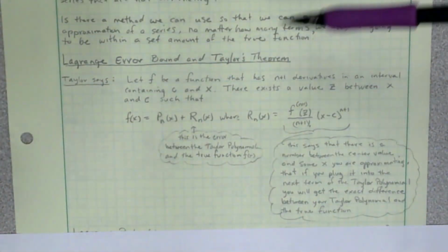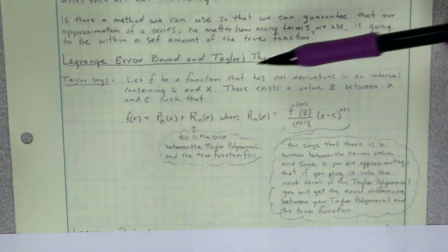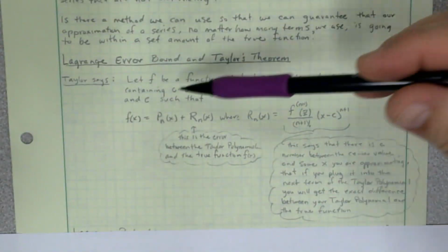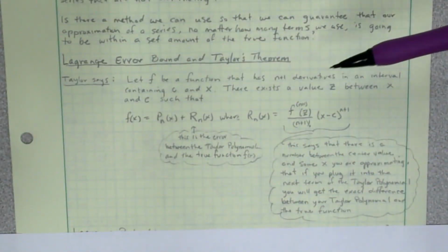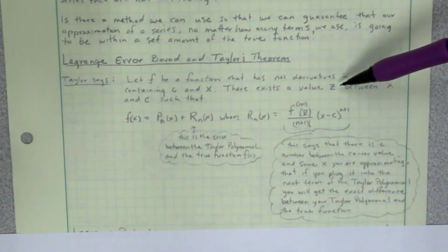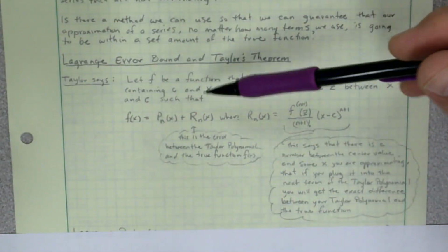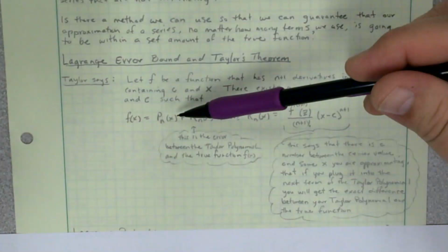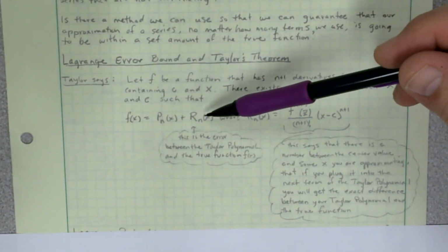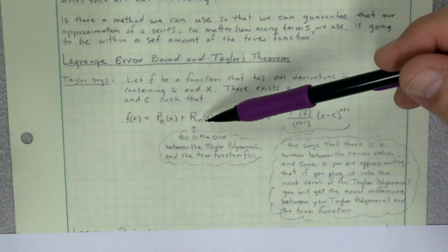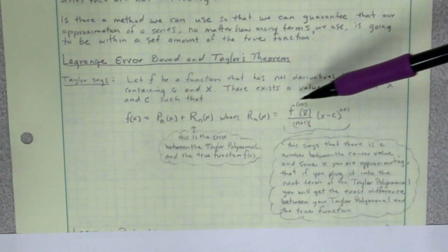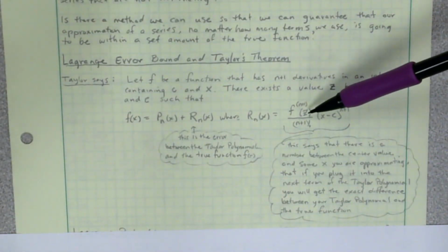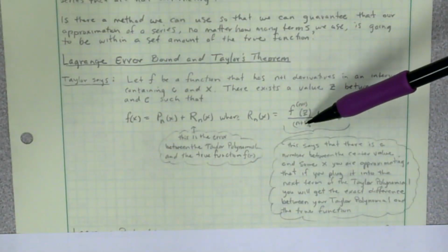For our Taylor polynomial, let f be a function that has n plus 1 derivatives in an interval containing c and x. There exists a value z between x and c such that the function is the Taylor polynomial. This right here is the error between the Taylor polynomial and the true function, and this is equal to this quantity right here: the n plus 1th derivative of that z value, over n plus 1 factorial, times x minus c to the n plus 1.